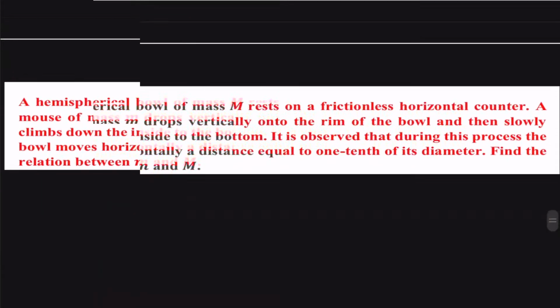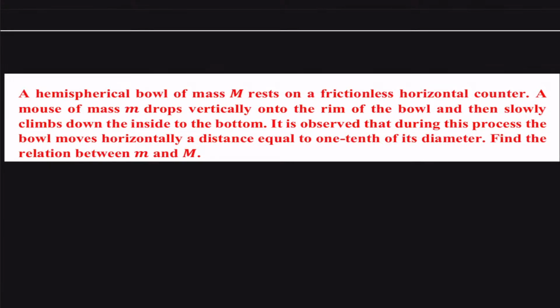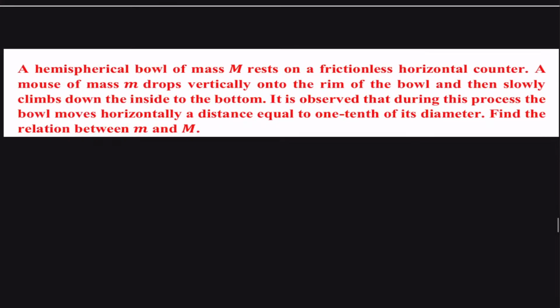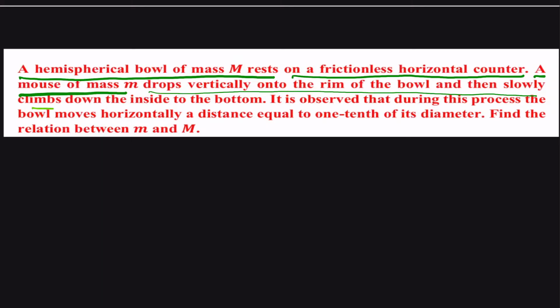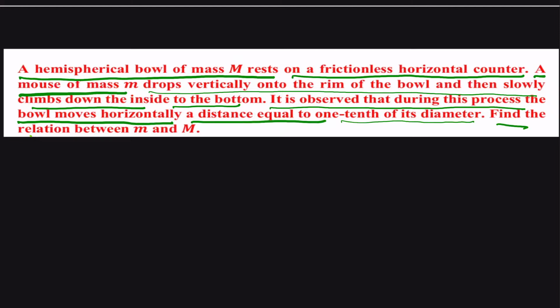Now we come to the third question, and if you read the statement, it looks like this third question is somewhat similar to the second question. Okay, let me go through it. So it states that a hemisphere ball of mass M rests on a frictionless horizontal counter. A mouse of mass m drops vertically onto the rim of the ball and then slowly climbs down the inside to the bottom. It is observed that during this process, the ball moves horizontally a distance equal to 1/10 of its diameter. Find the relation between the small m and the capital M.